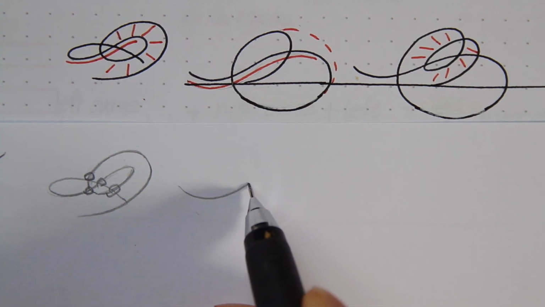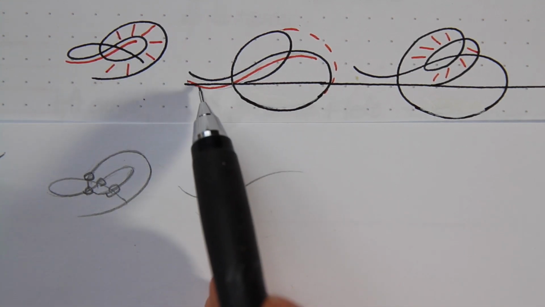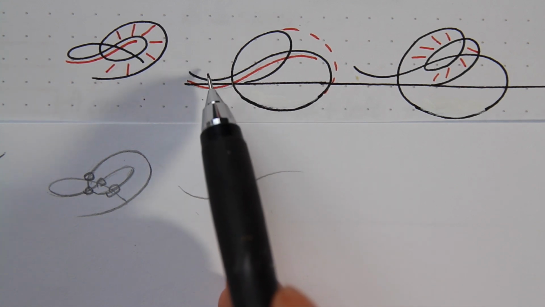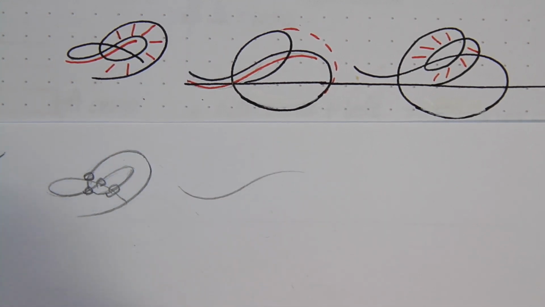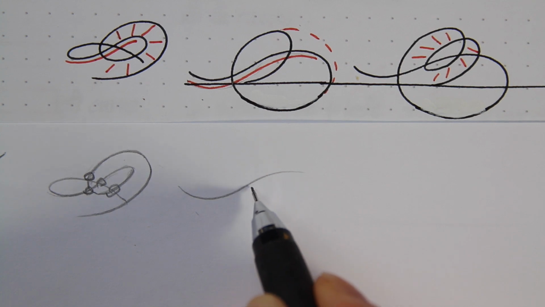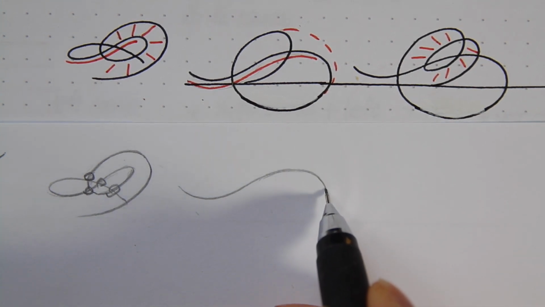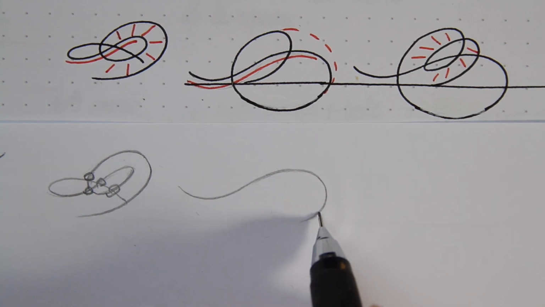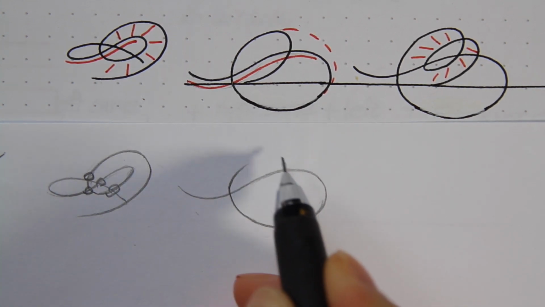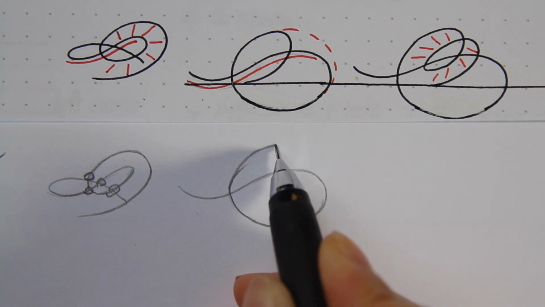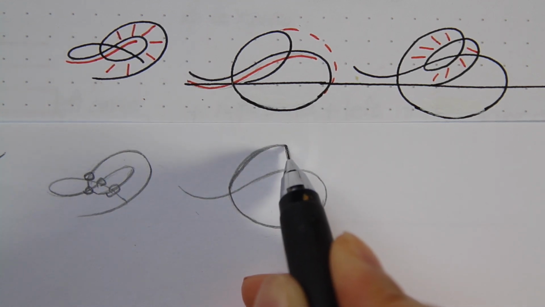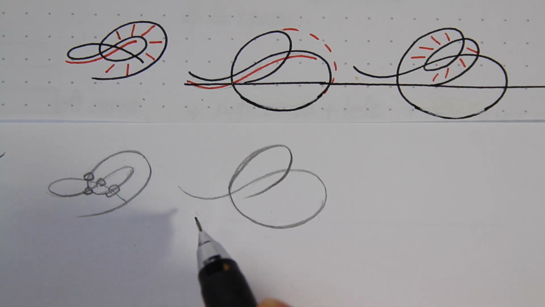So we begin with a compound curve. You can begin this below the baseline or above the baseline. That's completely optional. And then we finish this oval. Come up. And this is your left curve and this is your right curve.